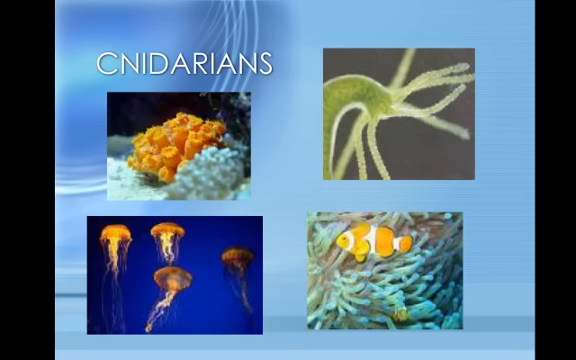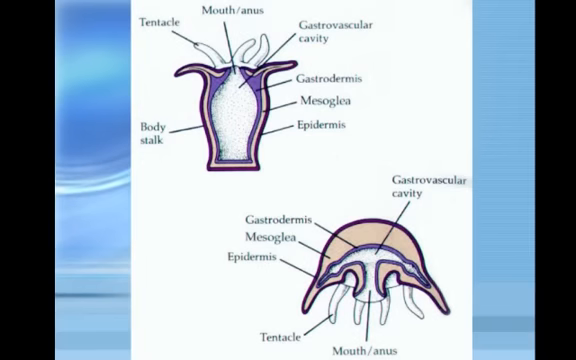Cnidarians include hydra, jellyfish, sea anemones, and coral. There's over 10,000 living species, and most of these are marine. They have a gastrovascular cavity, which is a central digestive compartment. It has one opening that acts as the mouth and the anus.